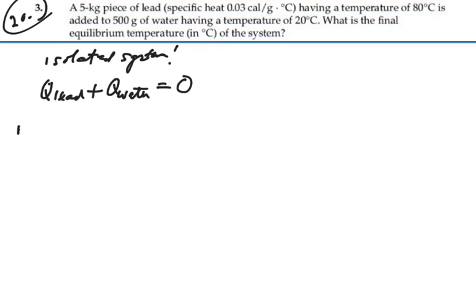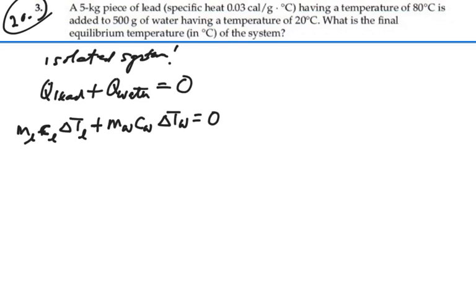So we have the mass of the lead times the specific heat of lead times the change in temperature of the lead, plus the mass of the water times the specific heat of water times the change in temperature of the water, will equal 0.